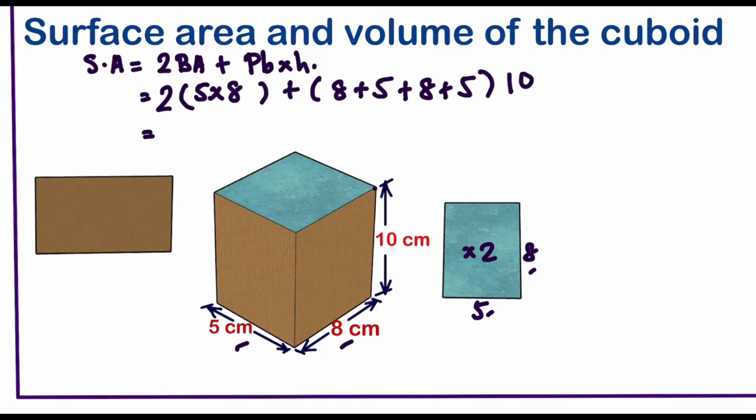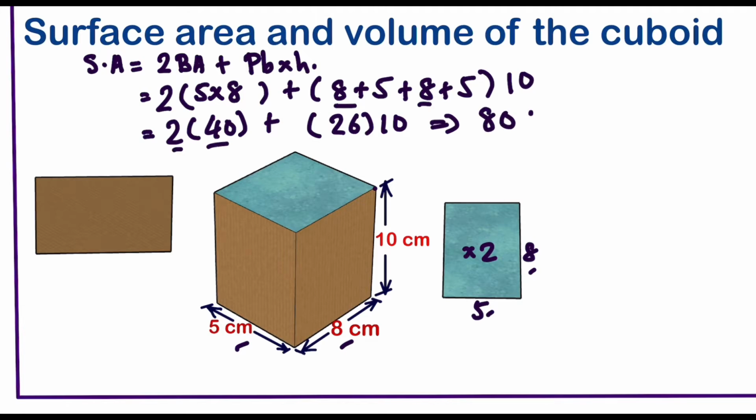If we simplify this, we are going to have 2 times 40 plus, if we add these together, 26 times 10. If we move further, this 2 times 40 will give us 80, plus this will give us 260. If we add them up, we are going to have 340 centimeter square. So this is the first method.